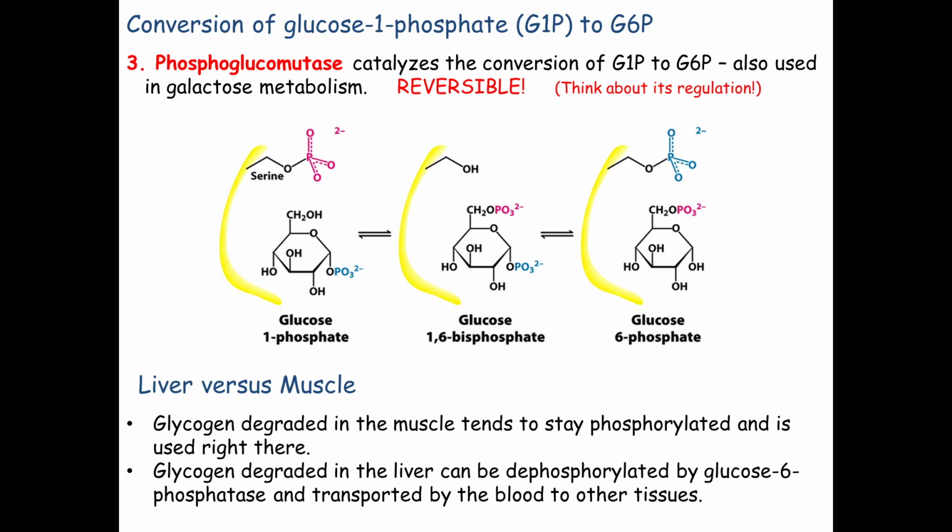If there's lots of glucose 1-phosphate, we're degrading glycogen like crazy, like during exercise, right? It is going to go to the right. There's going to be plenty more glucose 1-phosphate around than glucose 6-phosphate because we're using it in glycolysis.